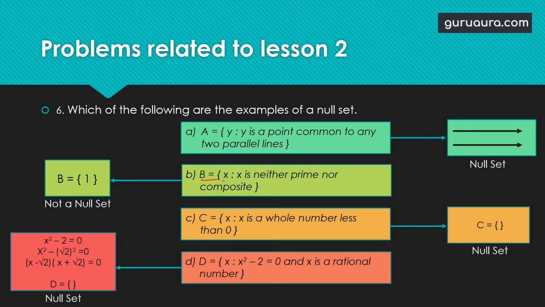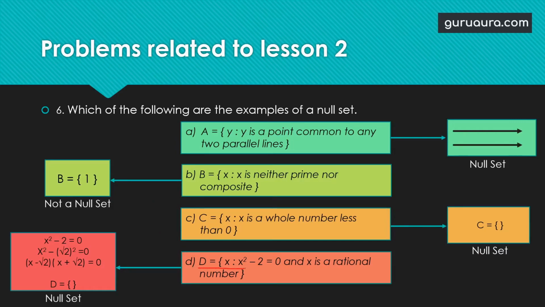B. The set of all x such that x is neither prime nor composite. Again, this is not a null set because it contains an element which is 1. X such that x is a whole number less than 0. This is a null set because there is no whole number which is less than 0.